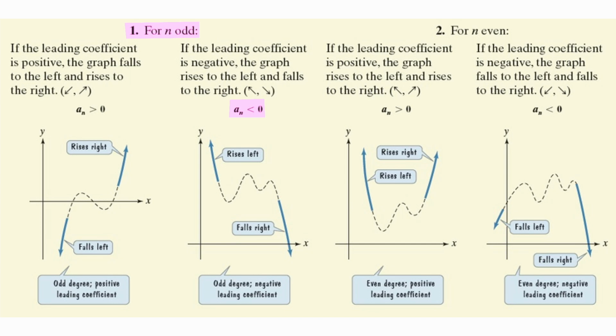Meanwhile, if we have that n is even, then we have stuff a bit more like our parabolas, where if it is even and the leading coefficient an is positive, then both sides will be rising. It'll be rising both to the left and right. And then if an is negative, then both sides are coming down.